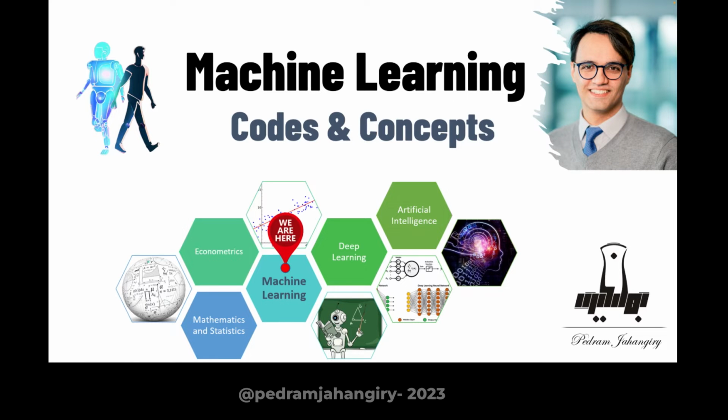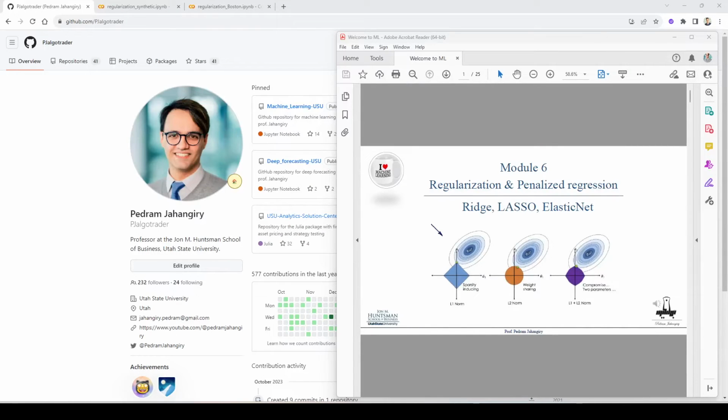Let's get started. Alright everyone, let's do the Python part for our module number 6, regularization and penalized regression. So today we're going to do Ridge, Lasso, and ElasticNet in Python using the Sklearn package, and at the end of the day I'm going to show you how to do it with Pycaret. If you haven't watched the theory lecture, please go ahead and do that before watching this one because you need the underlying theory to understand the code deep down.